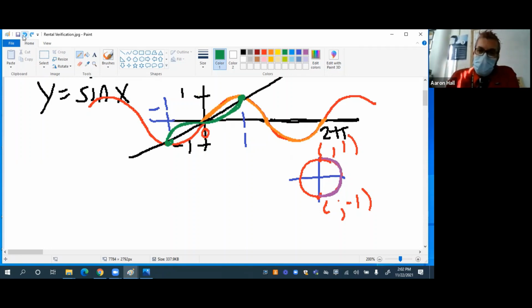Well, from here to here, what are my angles? From what to what? What are my angles from here to here? What's this rotation here? We always start at the initial side.